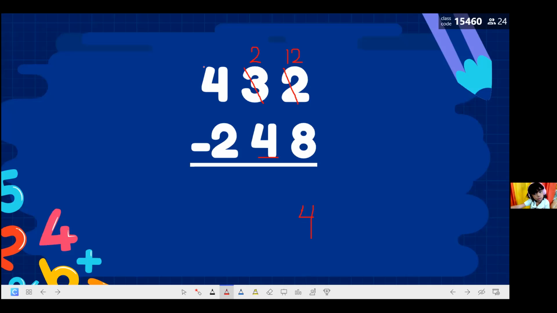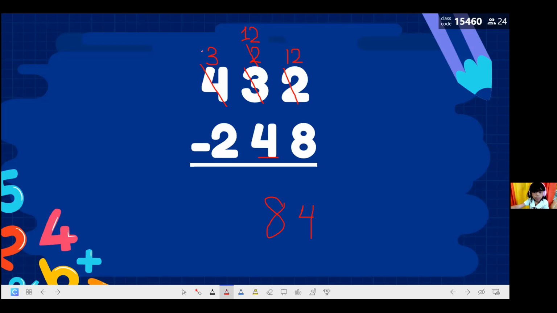Now let's regroup 4 hundreds and 2 tens. What will happen to the 4 hundreds? That becomes 300, and the 2 tens becomes 12 tens. That's right. Now, can we subtract 4 from 12? Yes. 12 minus 4 is 8. Very good.